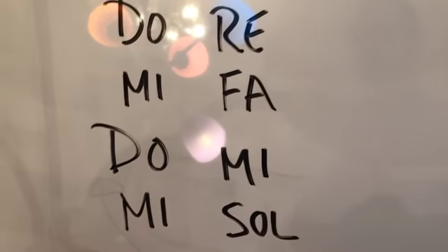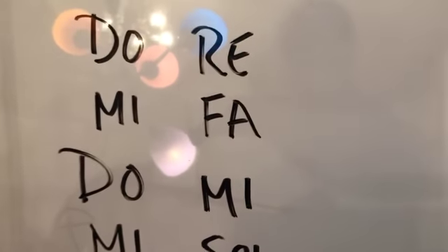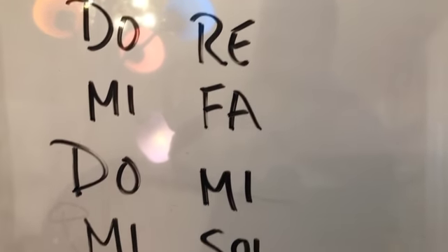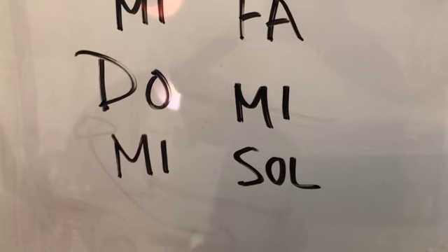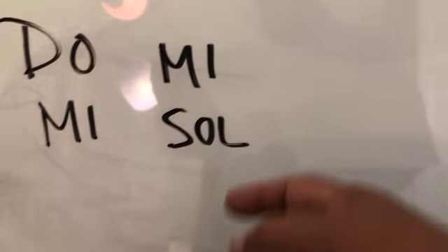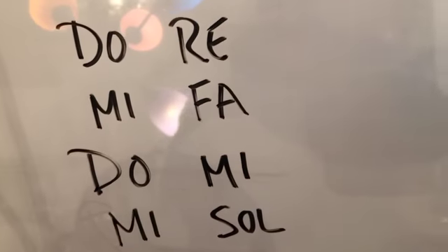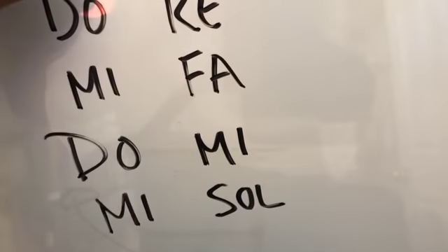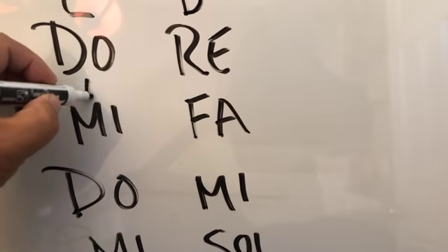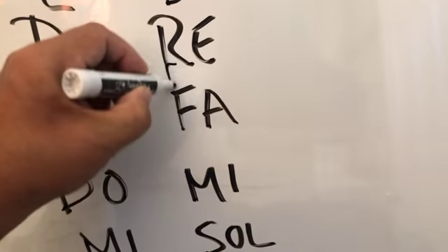Okay, we want to talk this last little bit about the difference between do, re, and mi, fa, and do, mi, and mi, sol. You'll notice, by the way, just as an aside, I don't pronounce the L. We just don't do that. Okay. So do, re is C to D, and mi, fa is E to F.